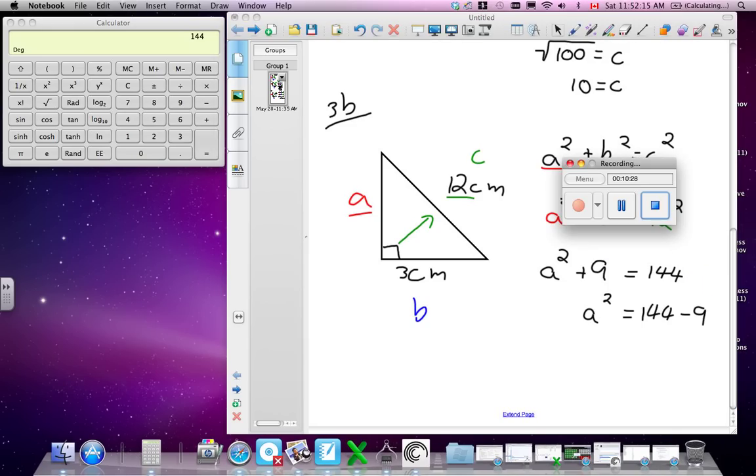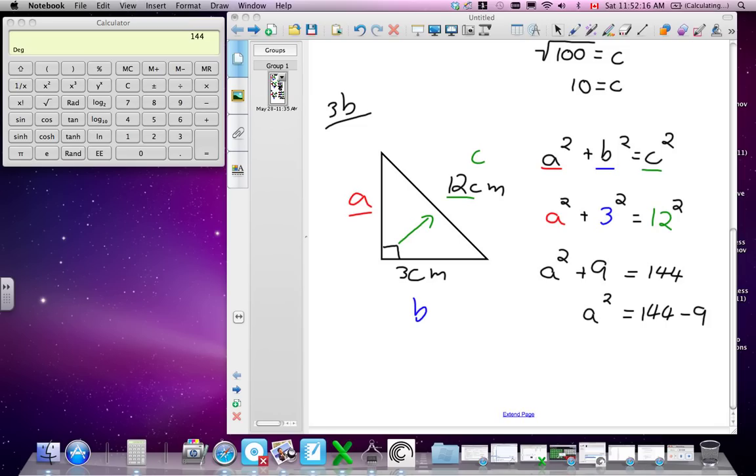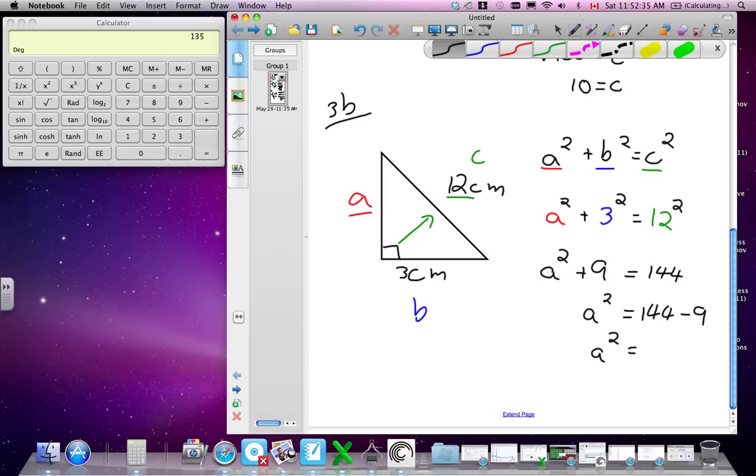Okay, so now that we've brought it over here, we subtract them. So I have a squared is equal to 144 subtract 9. You know what that's going to be? Is it 19? 135. Keep reading it. There's some more instructions. And now how do I find this?